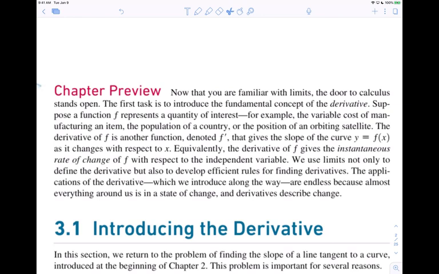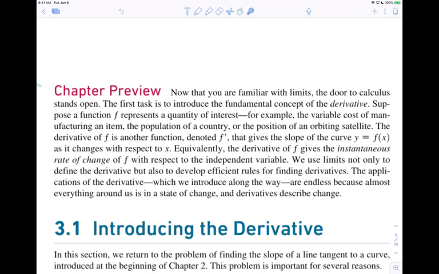So suppose a function f represents a quantity of interest, for example, the variable cost of manufacturing an item, the population of a country, or the position of an orbiting satellite. The derivative of f is another function denoted f prime that gives the slope of the curve as it changes with respect to x. So it'll tell us the instantaneous slope of the curve as it changes with respect to x. Equivalently, the derivative of f gives us the instantaneous rate of change of f with respect to the independent variable.